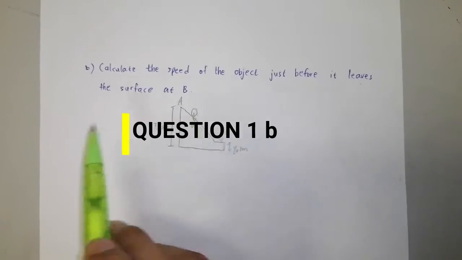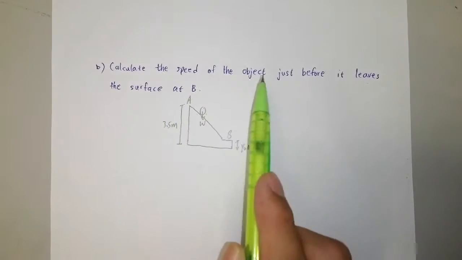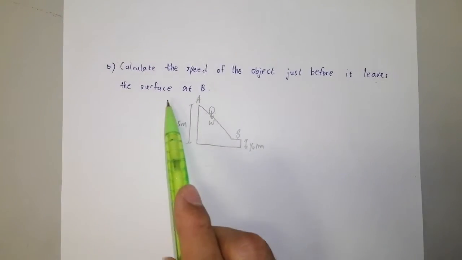Hello guys, my name is Jason. Today I would like to teach you guys the solution of our dynamic equations 1b. Let's solve it together guys. Let's look at question B. Calculate the speed of the object just before it leaves the surface at B.